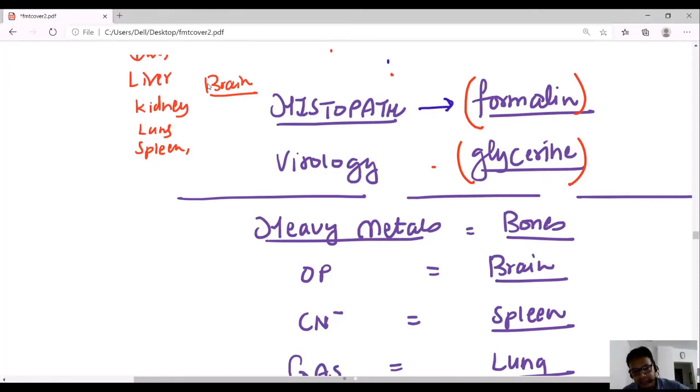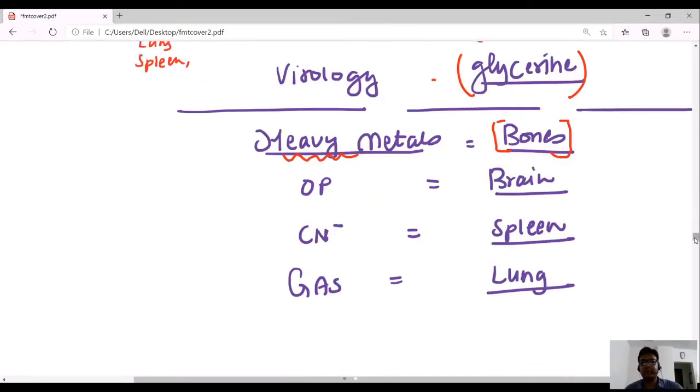For heavy metals, which is the best site? Bone is the best site for heavy metals. For organophosphorus, brain is the best site if you want to preserve. Sometimes you get a question, sir, which is the best site for which poison? For heavy metals like arsenic, thallium, bone is the best site. For organophosphorus, brain. For cyanide, spleen is the best site. For gaseous poison, lungs are the best site.